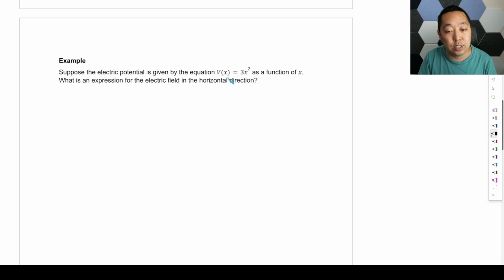Suppose the electric potential is given by that. What is the expression for the electric field in the horizontal direction? Well, that would be the electric field is negative dV dx, which is going to be negative the derivative of that, which is just 6x there, right? Just like that.